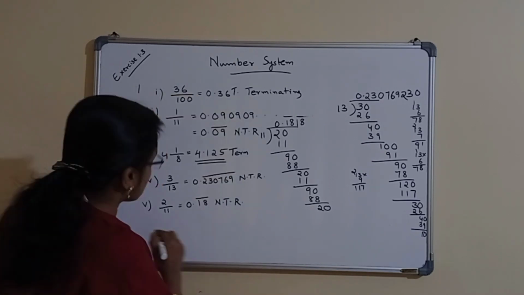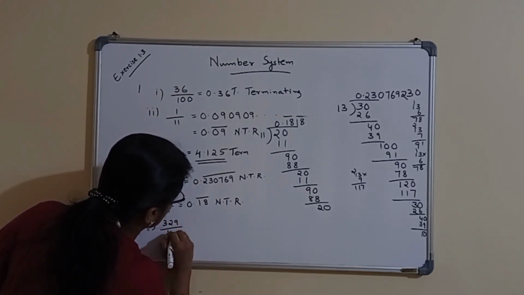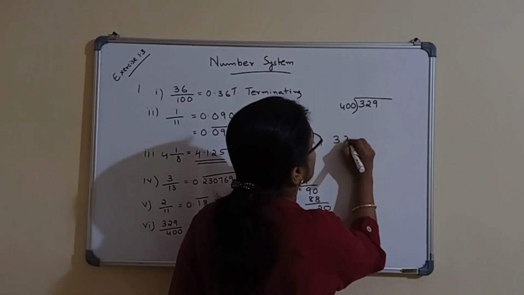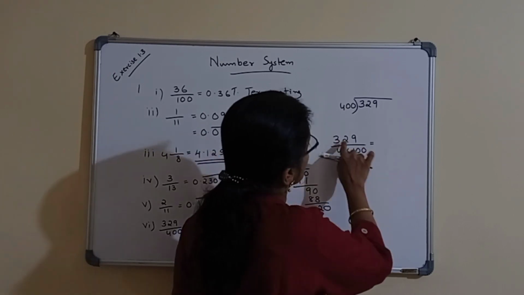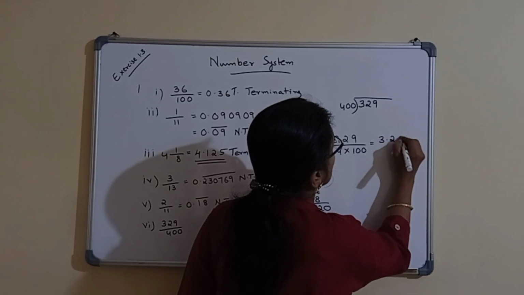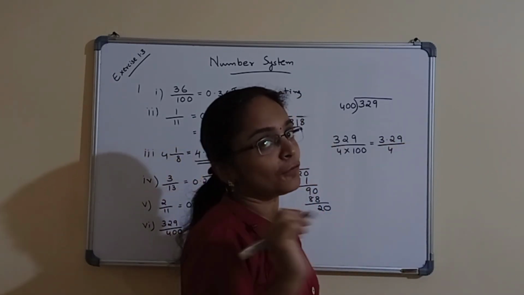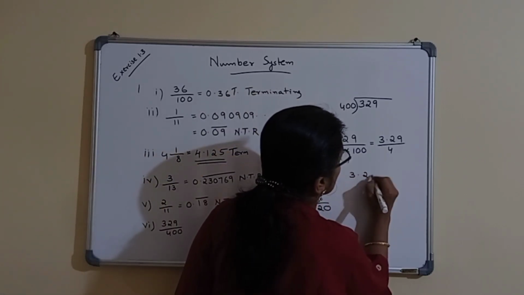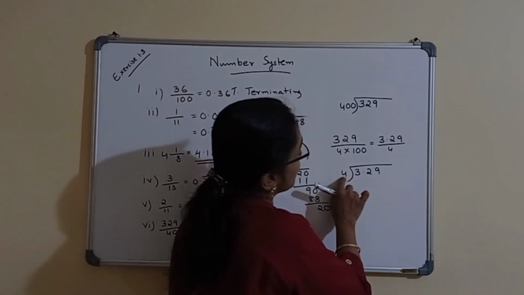Now the next one is 329 by 400. We can take this as 329 by 4 into 100. What is 329 by 100? It is 3.29. So we will get this as 3.29 by 4. Now we can divide this by 4. So 3.29 by 4. What is 3 by 4?